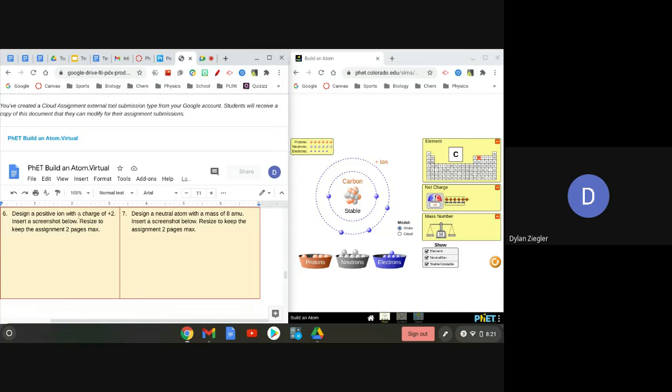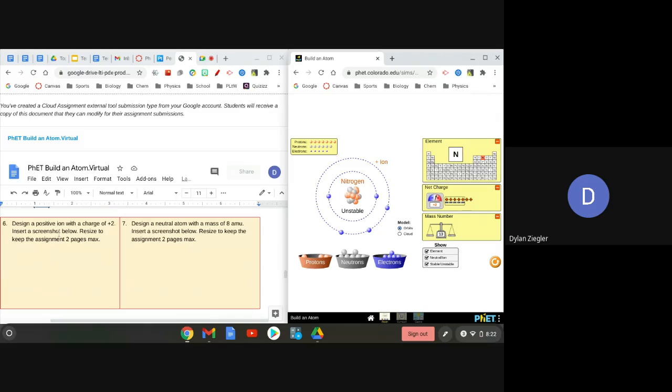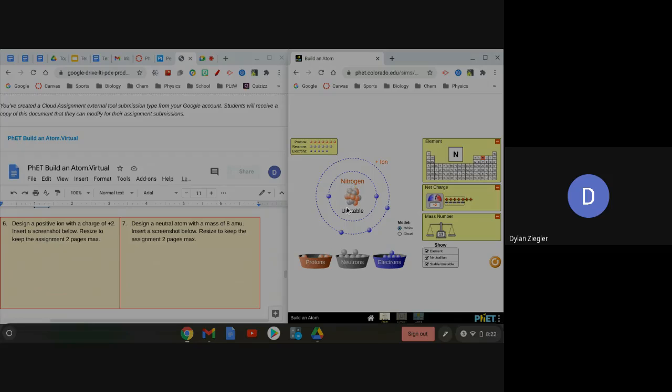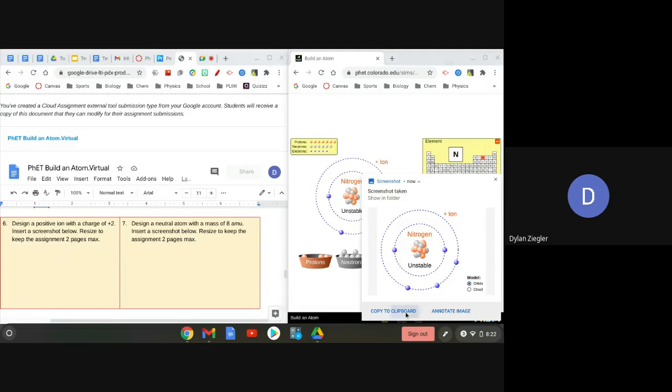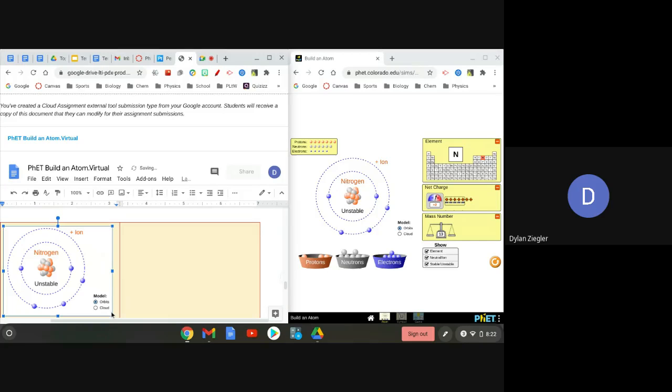Design a positive ion with a charge of +2 and put it in a screenshot, resize to keep the assignments 2 pages max. Okay, a positive ion with a charge of +2. This one's got +1, so I'm going to make that +2. It doesn't say anything about stable or which type, so I'm just going to keep it like this. Screenshot that again, and I'm going to paste that in and shrink that a little bit.